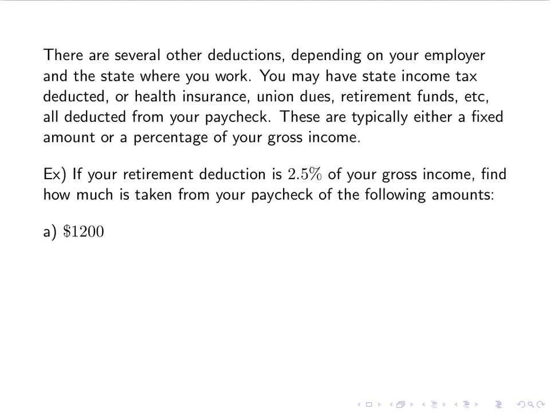So if your retirement deduction is 2.5% of your gross income, find how much is taken from your paycheck for the following amounts. So $1,200. So if it's a percentage, we're just using that basic percent problem from before. We're going to take 2.5%, change it to a decimal, so that's 0.025, and multiply by your gross income, and we get $30. What if we have a gross income of $2,500? So again, we're going to take that $2,500 multiplied by 0.025, and that gives us a deduction of $63.50.